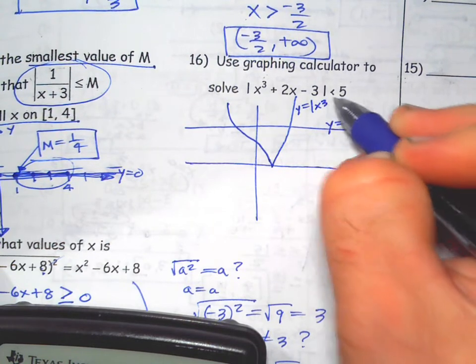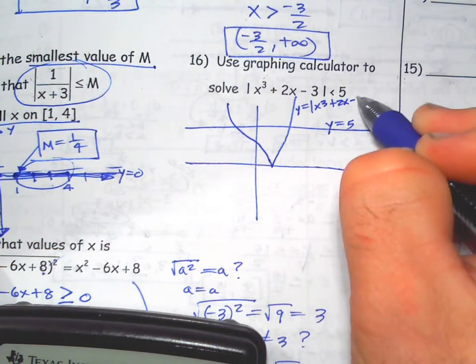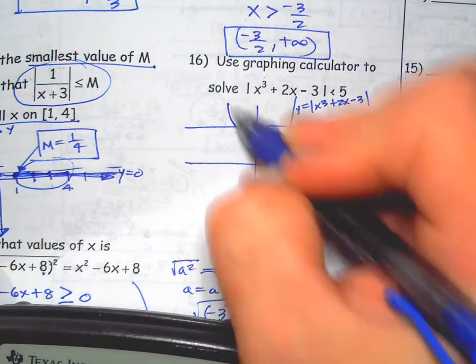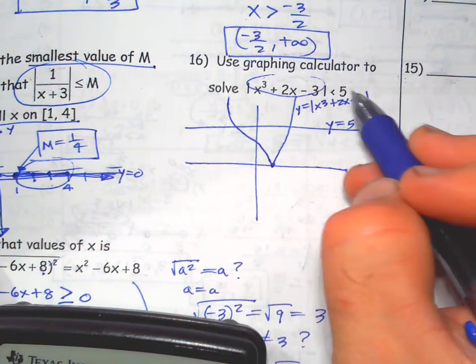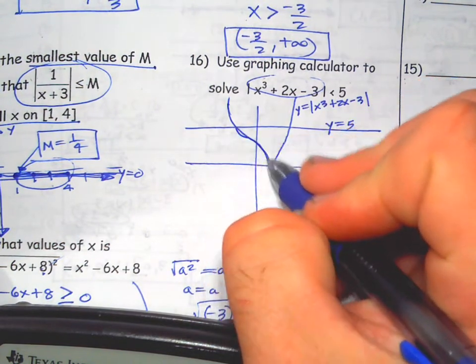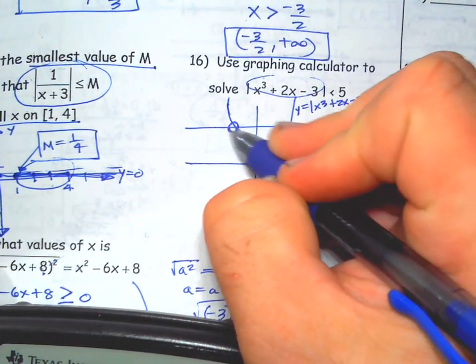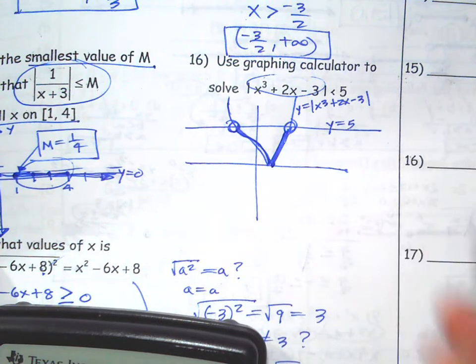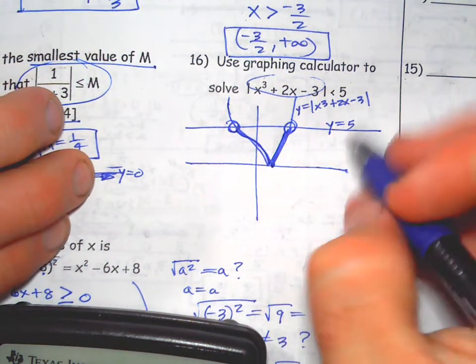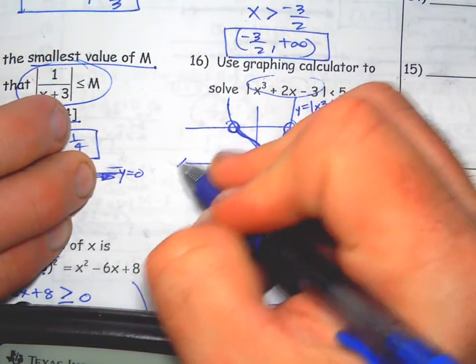And by the way, when you graph absolute values, they usually have this effect of creating very sharp points here. And then we're saying, where's this graph below this other graph? Well, right here, the absolute value one is below the other one, but it's got to be open dots because it's not "or equal to." So this is a picture of my answer.